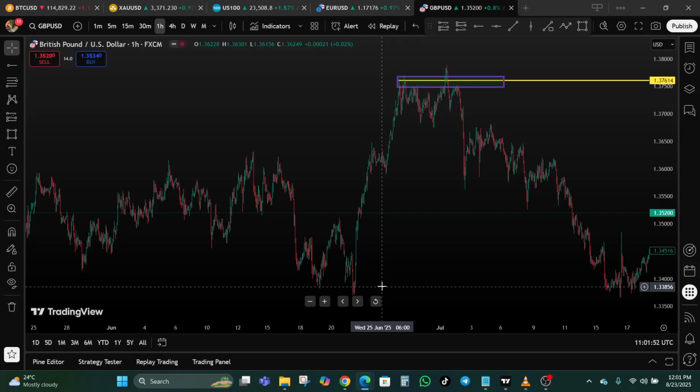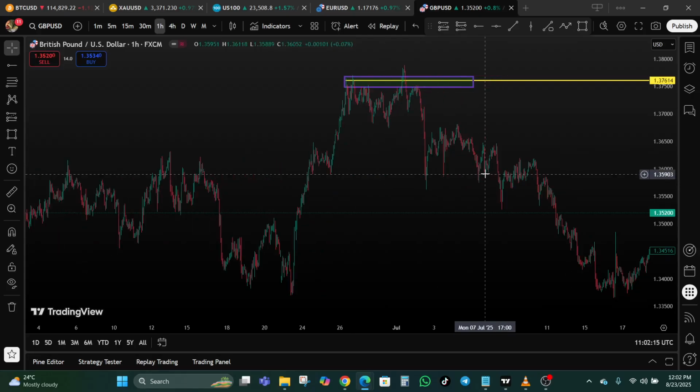The purge is usually fast and sharp, designed to catch traders off guard. Most retail traders see this move and assume the breakout is real, but in reality, it's often just a trap. So once the liquidity is taken, price rarely continues in the same direction for long. All right. Now comes the revert.